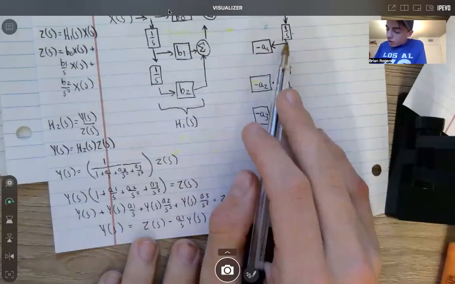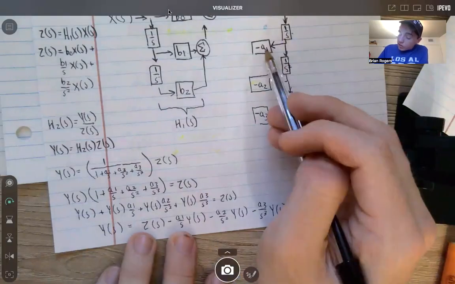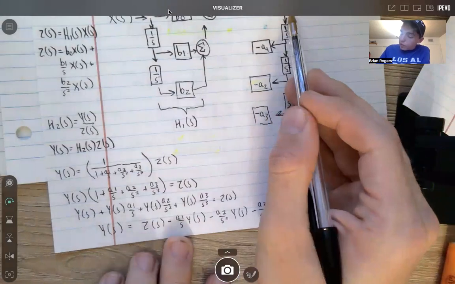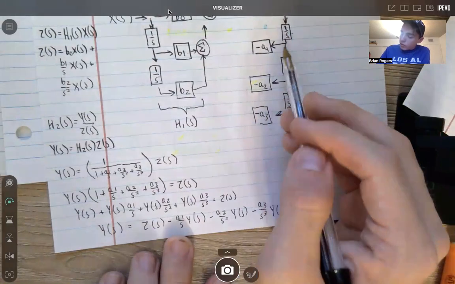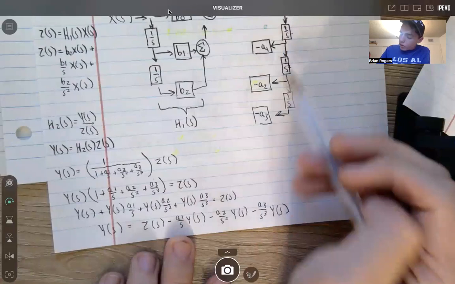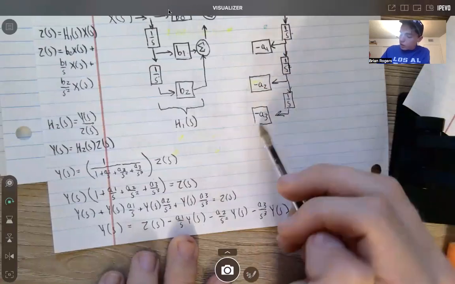So I had my 1 over S and then my A1, and this is connected to my Y of S. So it is my Y of S, the 1 over S, Y of S, and then negative A1 over S, Y of S. Here's my negative A2 Y of S over S squared, and then here's my negative A3 Y of S over S cubed.